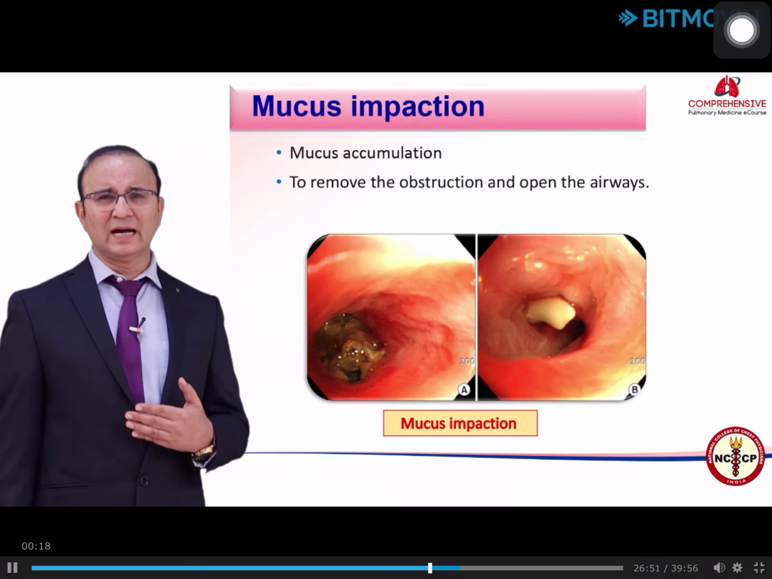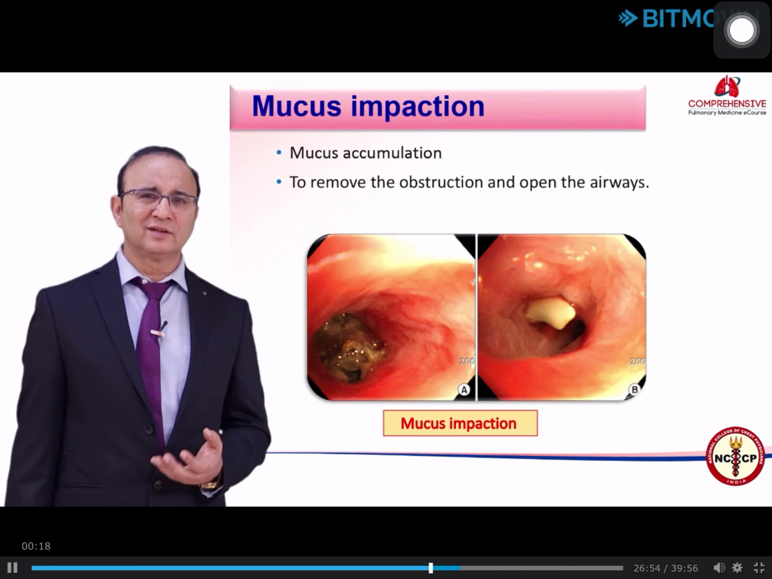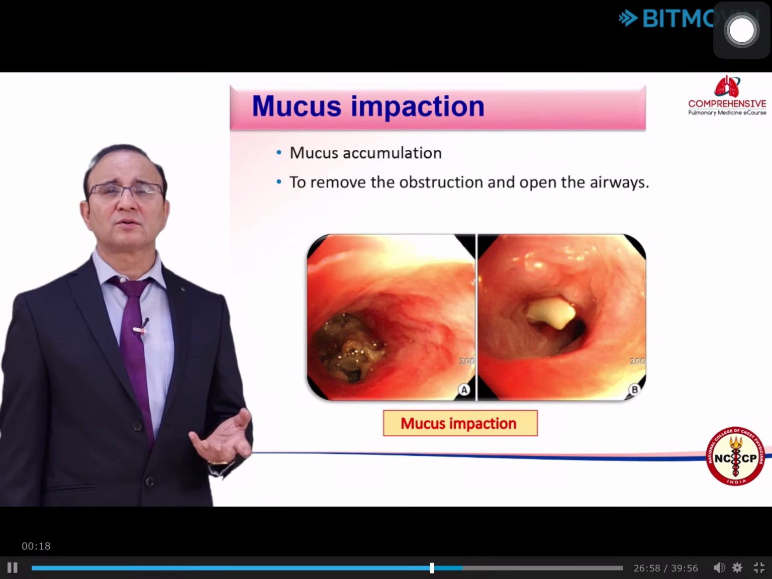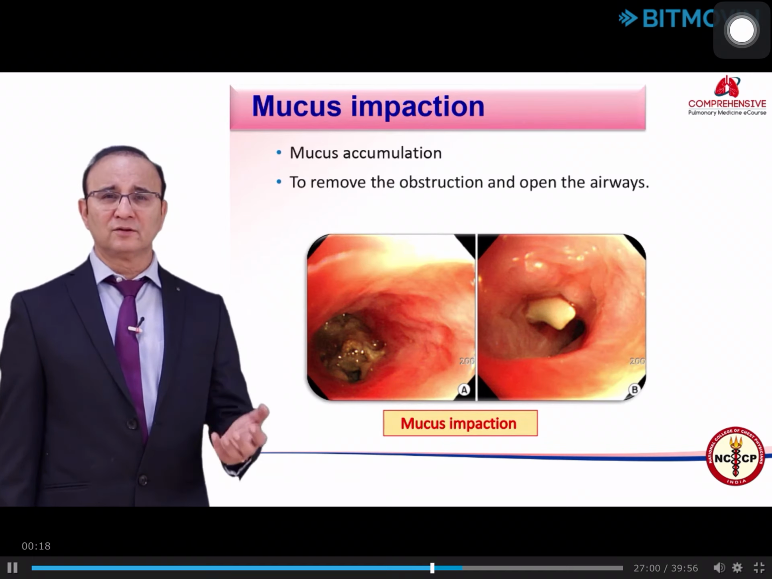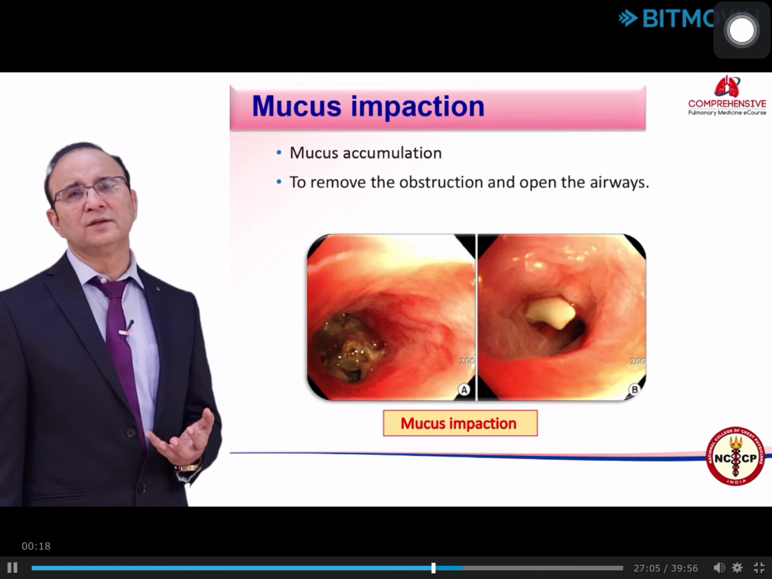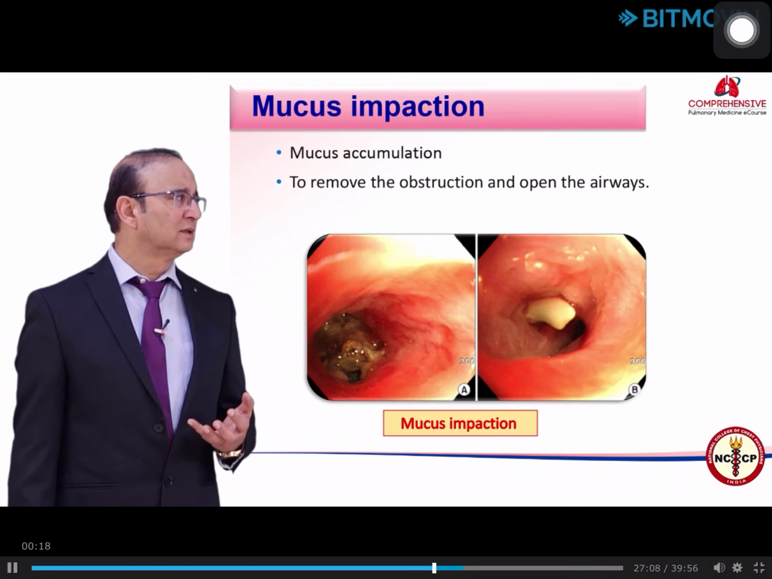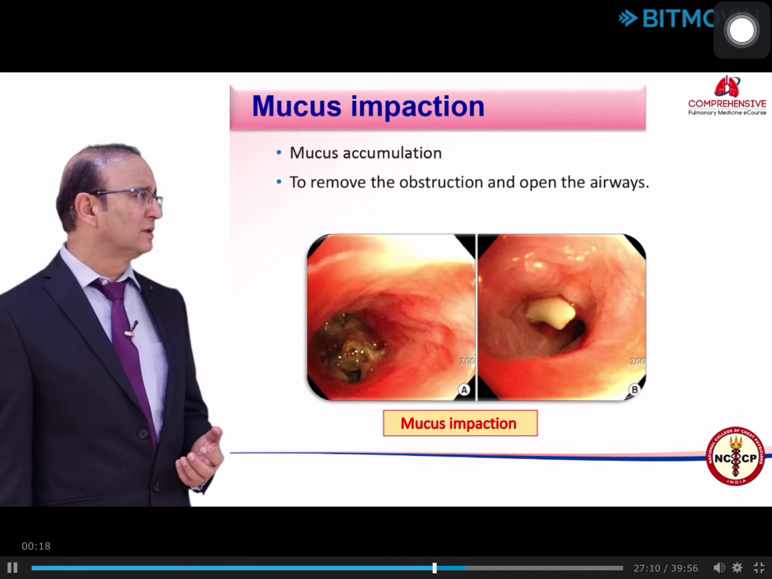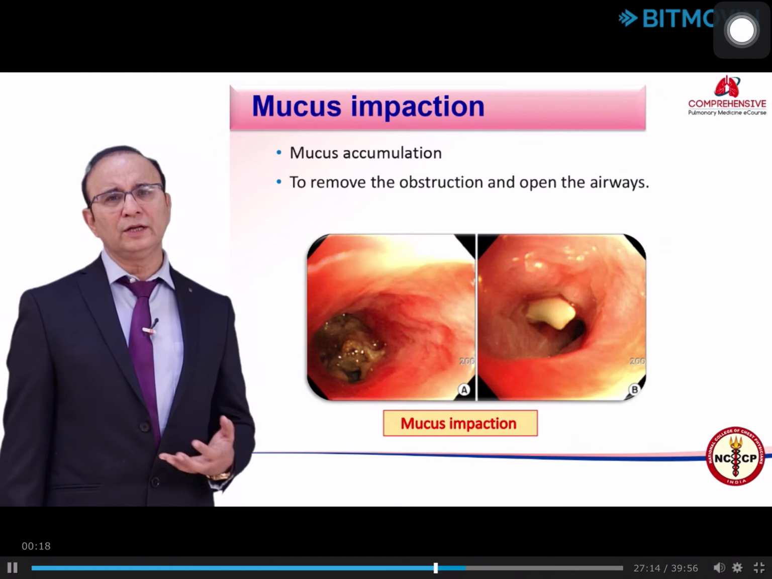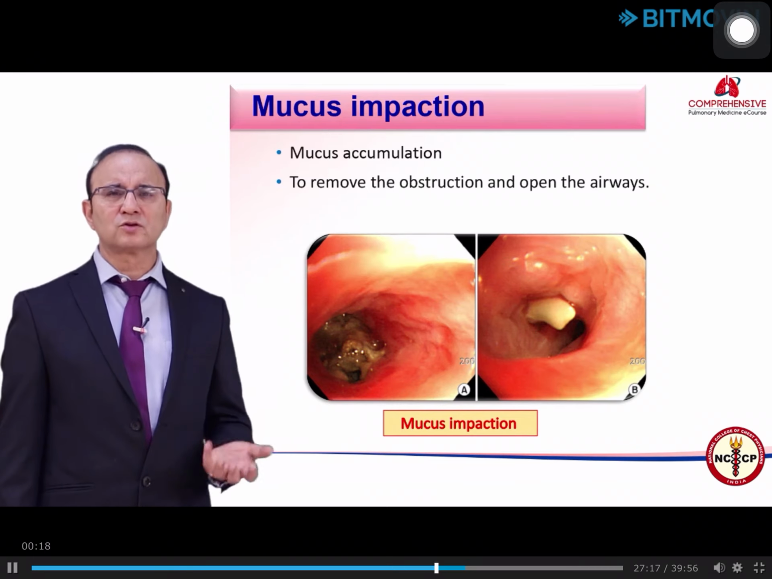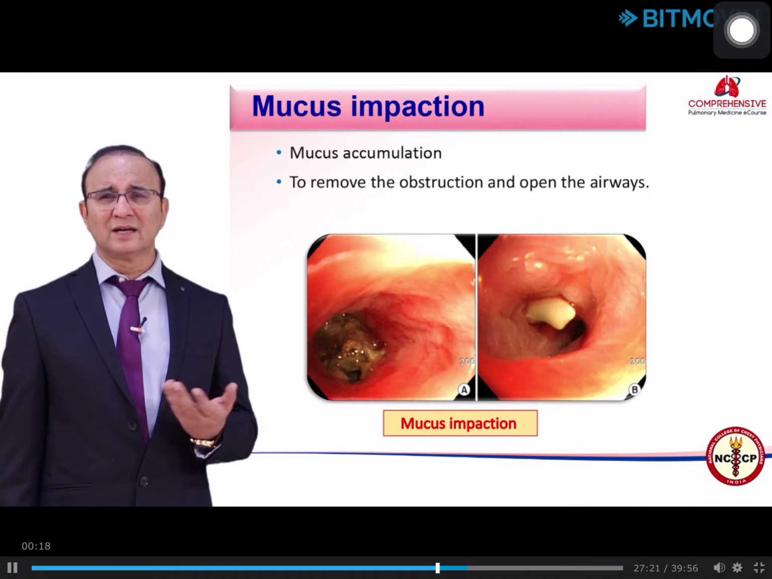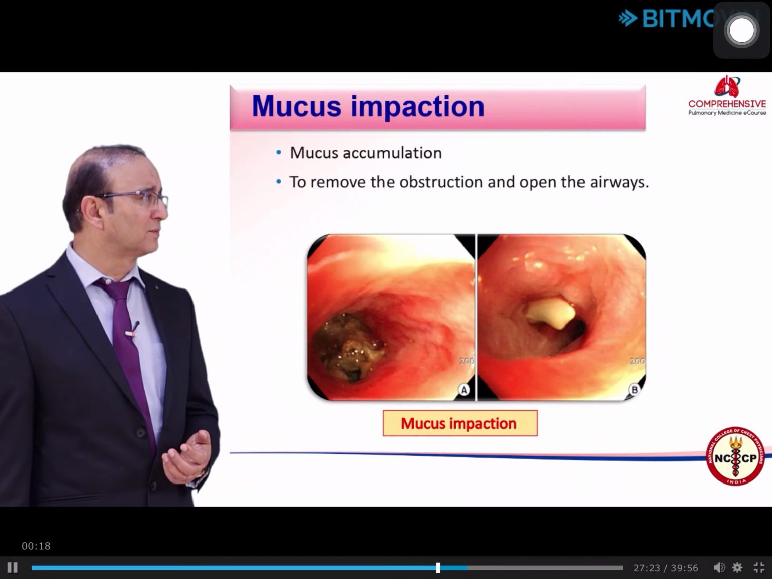Mucus impaction, I think, is very common in the ICU, when there is an area of lung collapse which does not respond to chest physiotherapy. You require a bronchoscopy to improve the ventilation and oxygenation in these patients. And not only do you clear the mucus, you can also obtain specimens which can be sent for testing, and you can change the antibiotics if required in those patients.